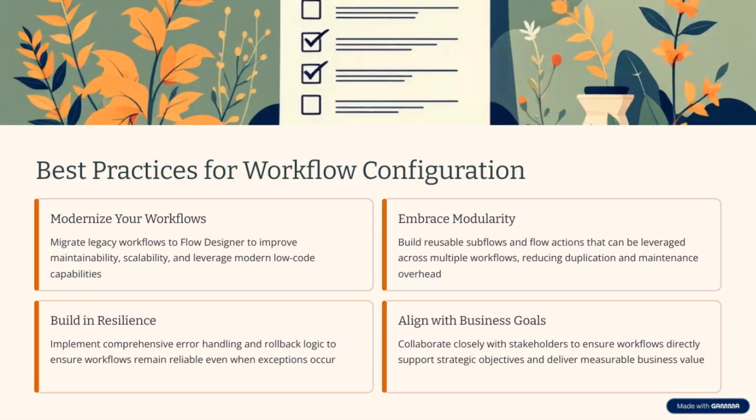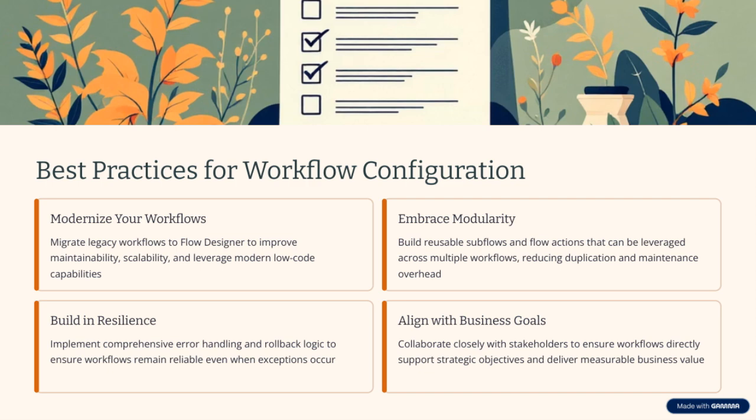Now, let's talk about collaborating closely with stakeholders. It's essential to ensure that our workflows are aligned with the strategic objectives of the business. By doing so, we can make sure that the work we're doing delivers measurable value, truly supporting the organization's goals. Next, it's important to implement comprehensive error handling and rollback logic. This means designing workflows that remain reliable even when unexpected exceptions happen. Building in resilience helps us avoid failures that could disrupt operations or cause data issues.